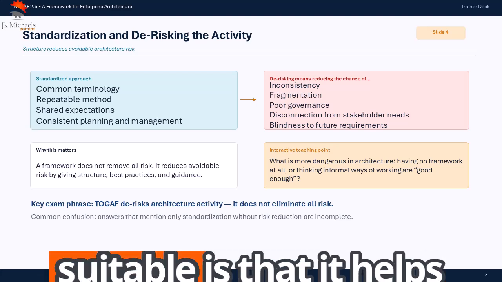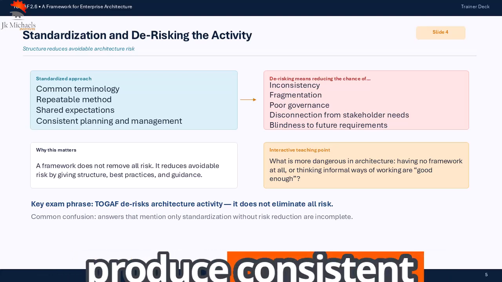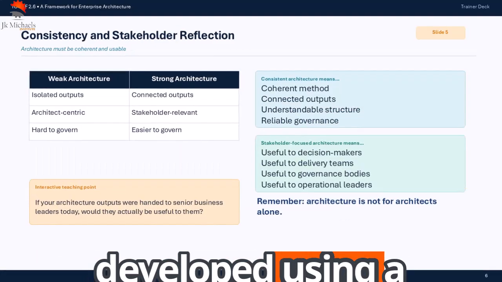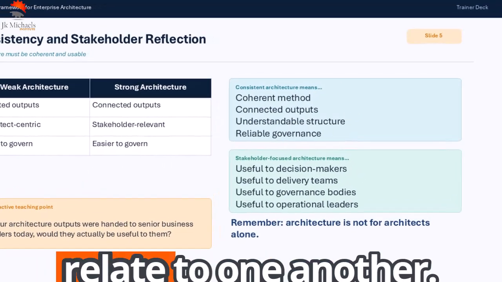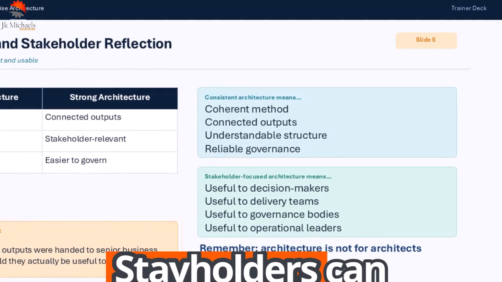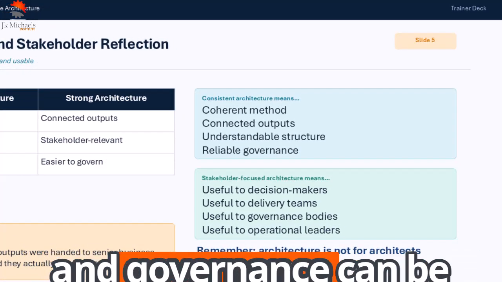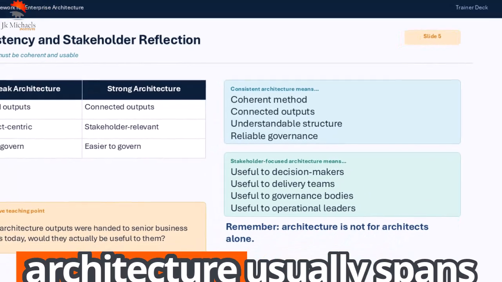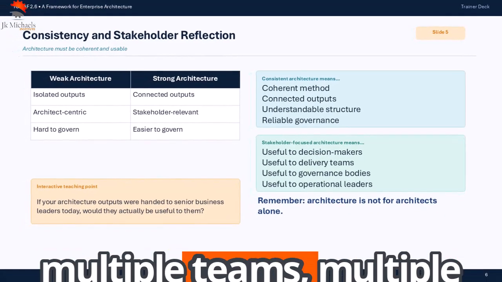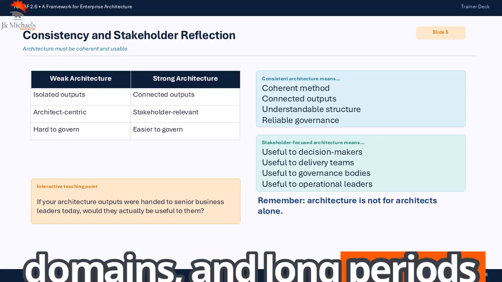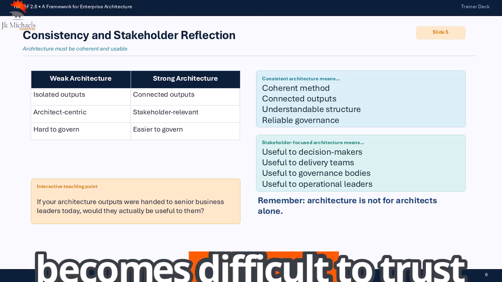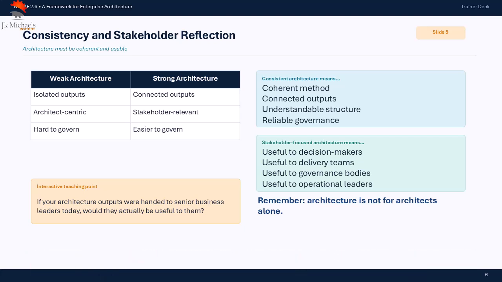Another reason TOGAF is suitable is that it helps produce consistent architecture. Consistency means the architecture is developed using a coherent method. Outputs relate to one another, stakeholders can understand the structure, and governance can be applied more reliably. This matters because architecture usually spans multiple teams, multiple domains, and long periods of time. Without consistency, architecture becomes difficult to trust and difficult to use.